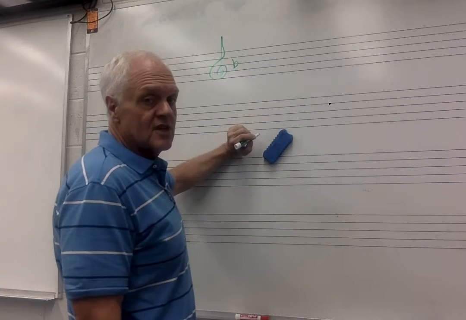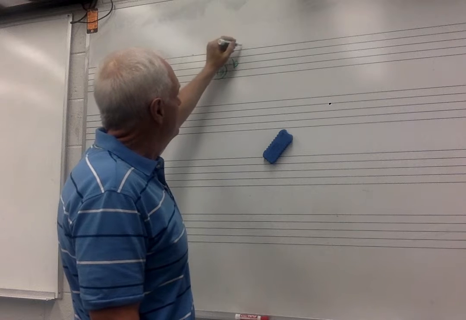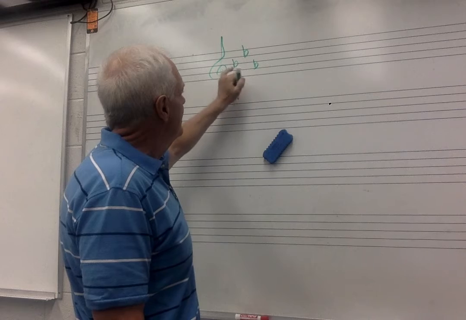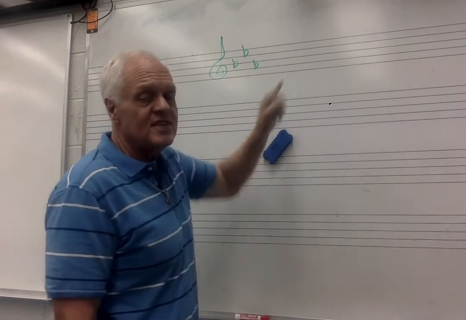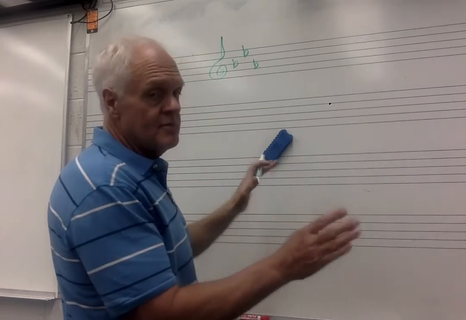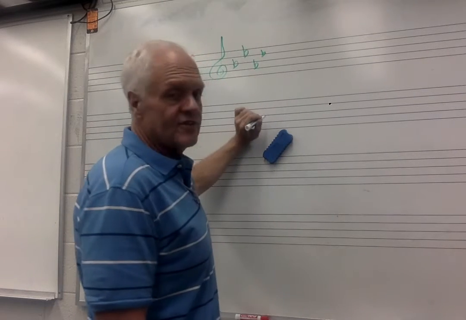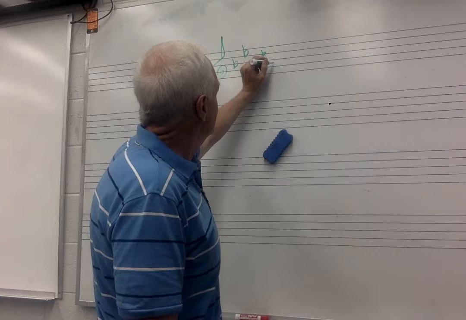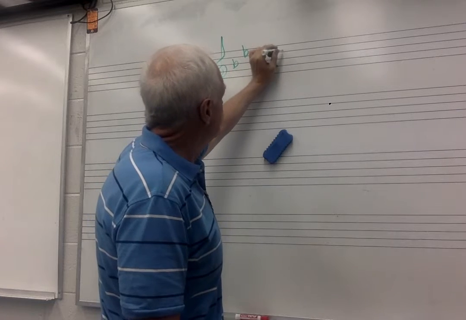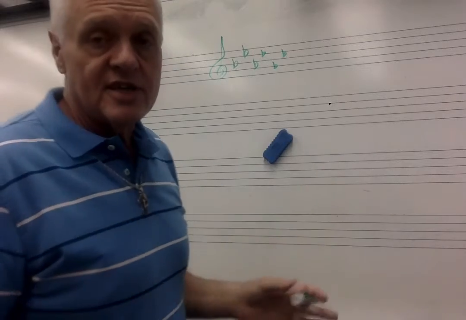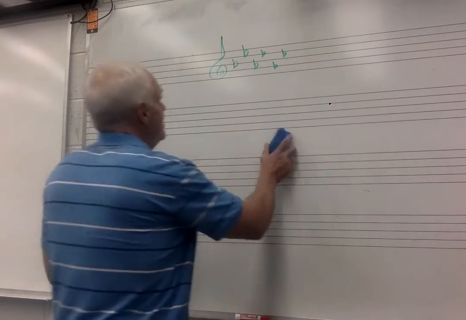If there's one flat, it's always a B flat. If there's 2, there's always an E flat. If there's 3, it's always B, E, A, and always in this order. Never mix the order up. B flat, E flat, A flat. If there's a 4th one, you add a D flat. If there's a 5th one, you add a G flat. If there's a 6th one, you add a C flat. Always in that order. Now, you don't have to memorize all these because I'm going to show you how to figure it out.